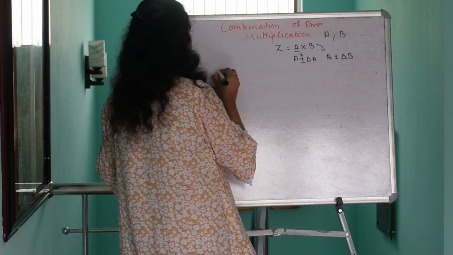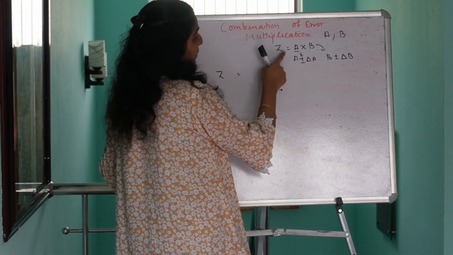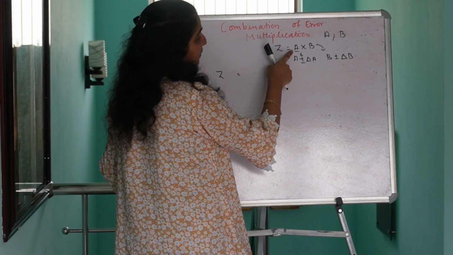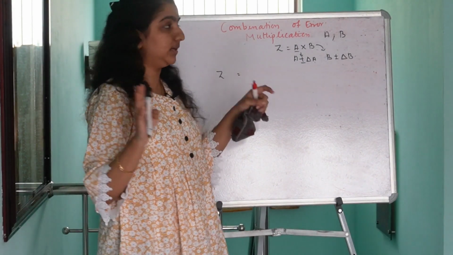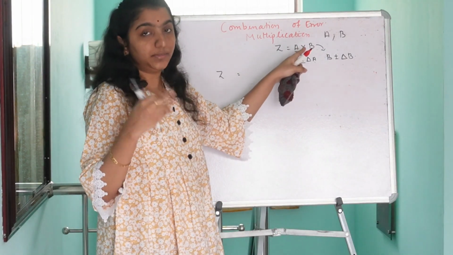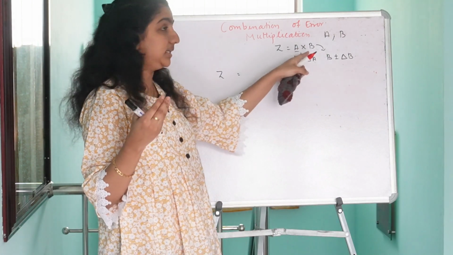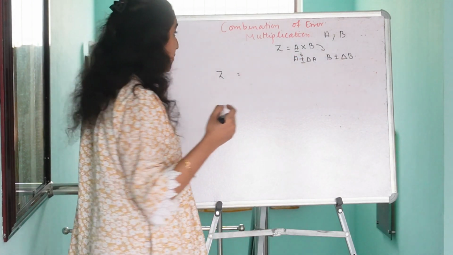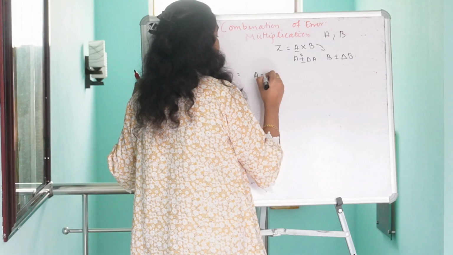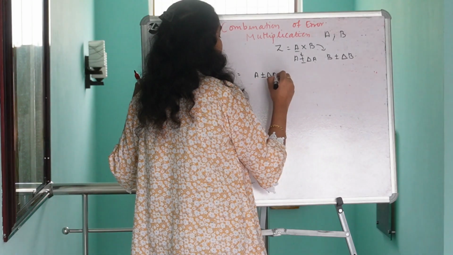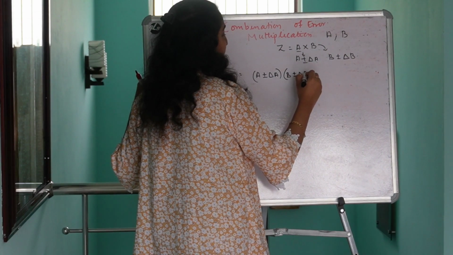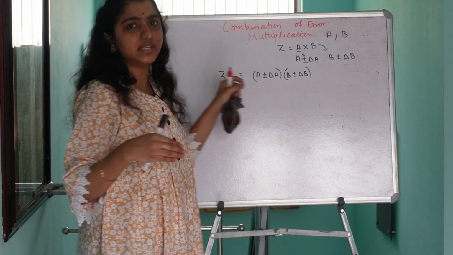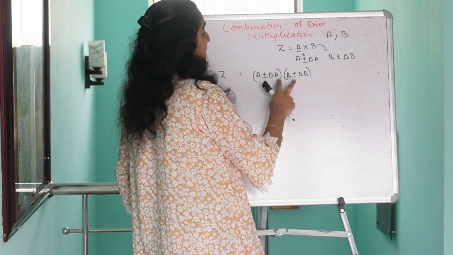So we know Z is equal to the measurement of the physical quantity A multiplied by the measurement of physical quantity B. So we can say Z is equal to A plus or minus del A into B plus or minus del B.